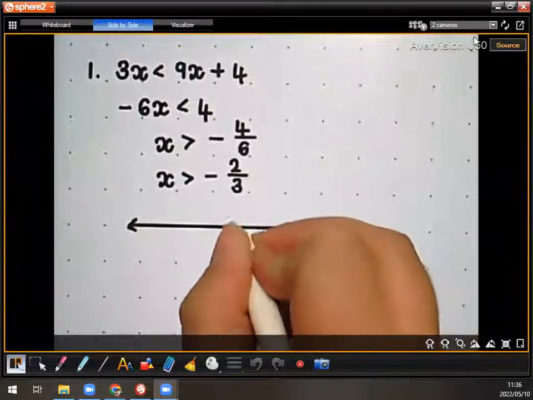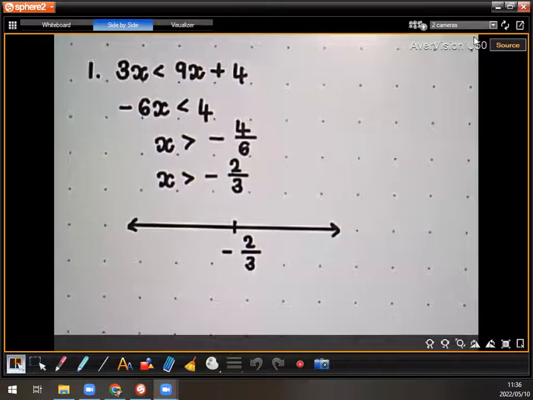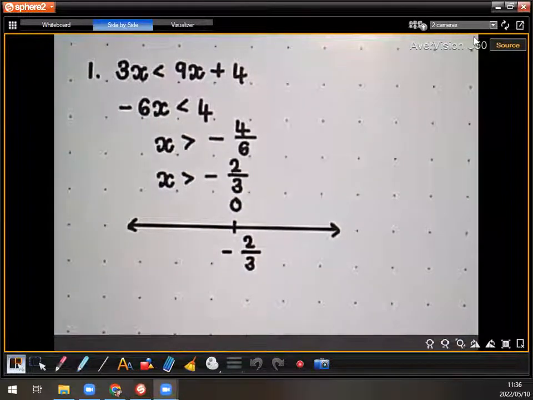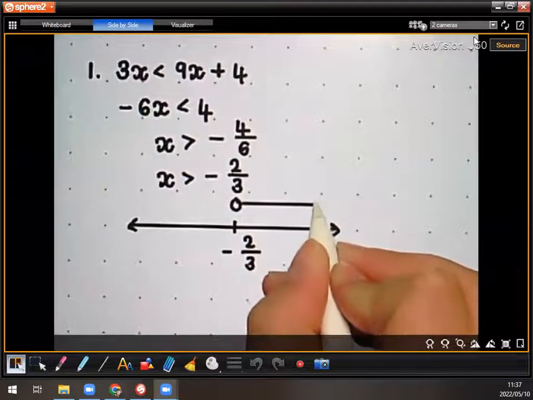Number line, negative 2/3. Is this including negative 2/3? Can it be equal to negative 2/3? No, so we use an open circle, an open dot. And it's saying that it must be greater than, right? So we're going to put our arrow here to the right.